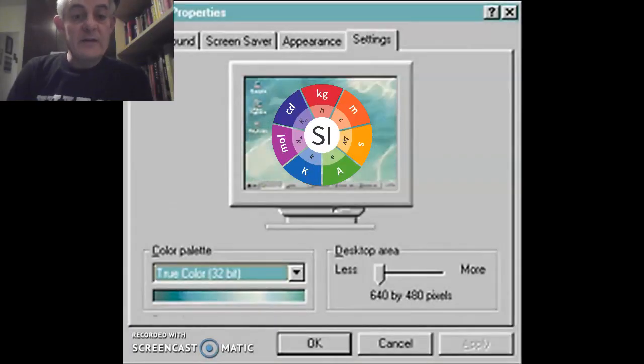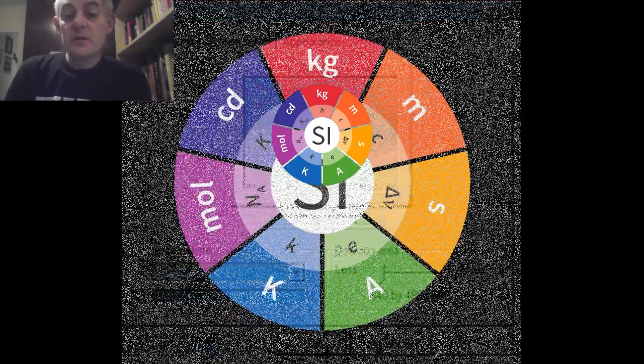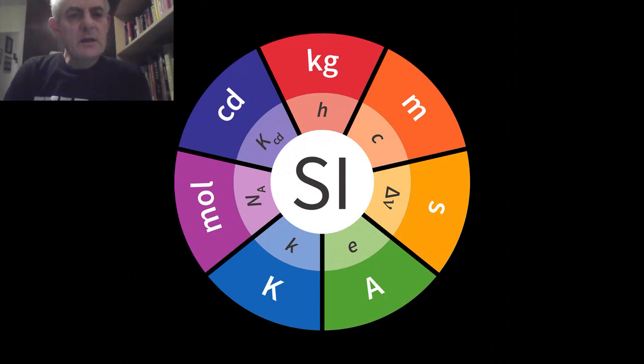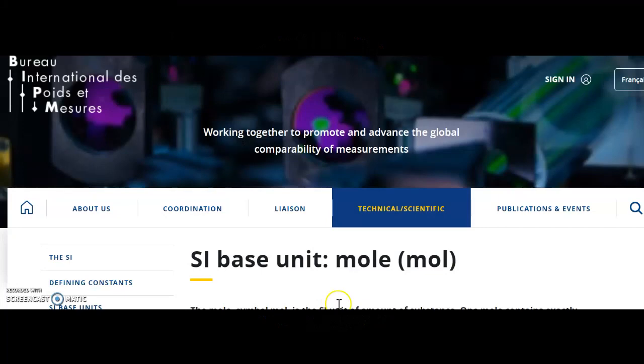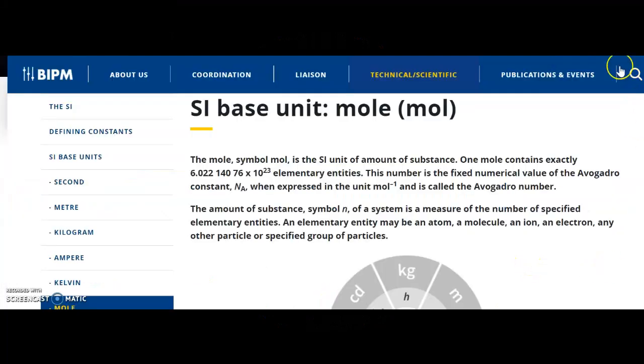The next part of my investigation involved doing an internet search to find out exactly what the mole is defined as. My investigation took me directly to the International Bureau of Measurements. The mole there is defined as the SI unit for amount of substance.